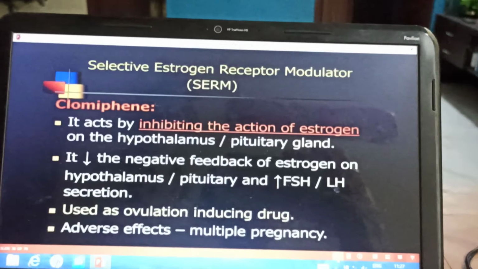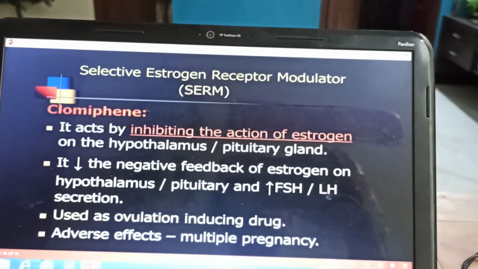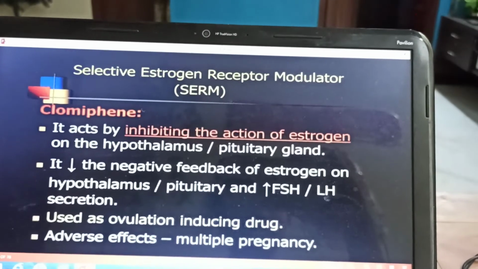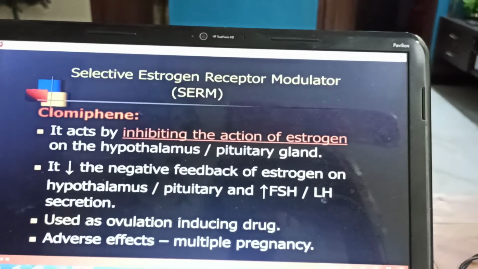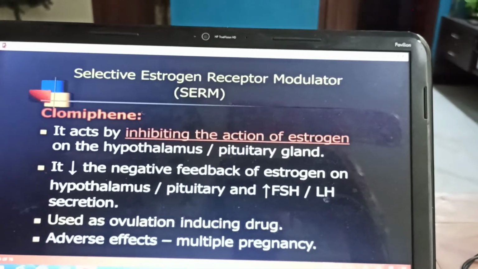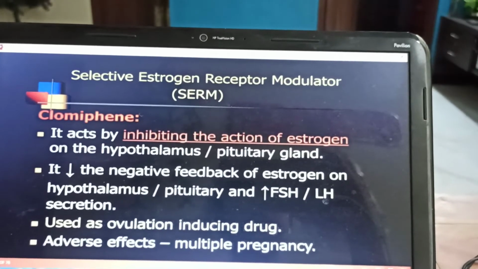So good morning students, we have finished about the estrogens in detail, seen the synthesis of the estrogen, types of estrogen, their physiological functions, pharmacological actions, their therapeutic uses, adverse reactions and contraindications. Now we will see about the estrogen related drugs.